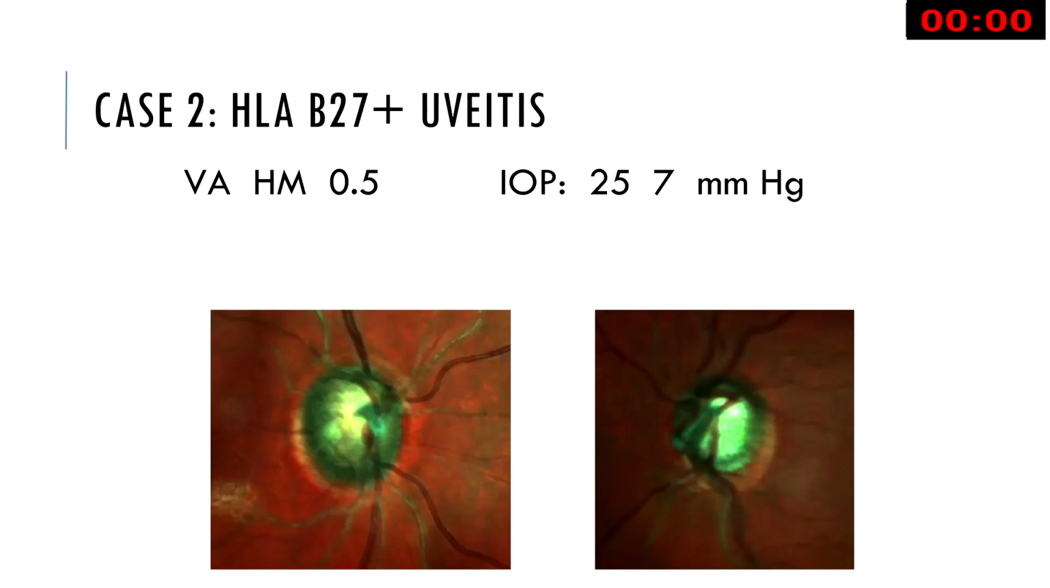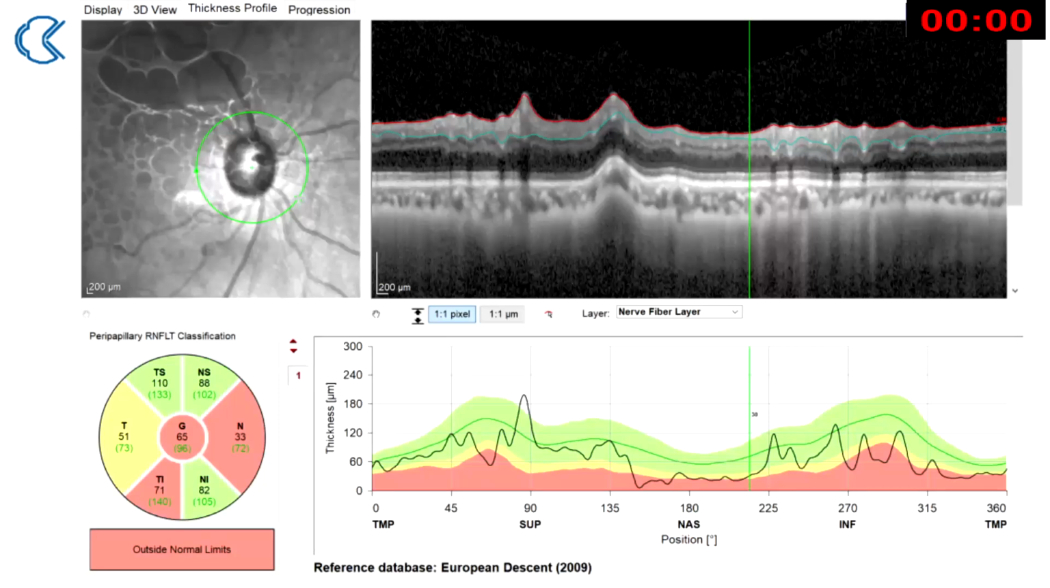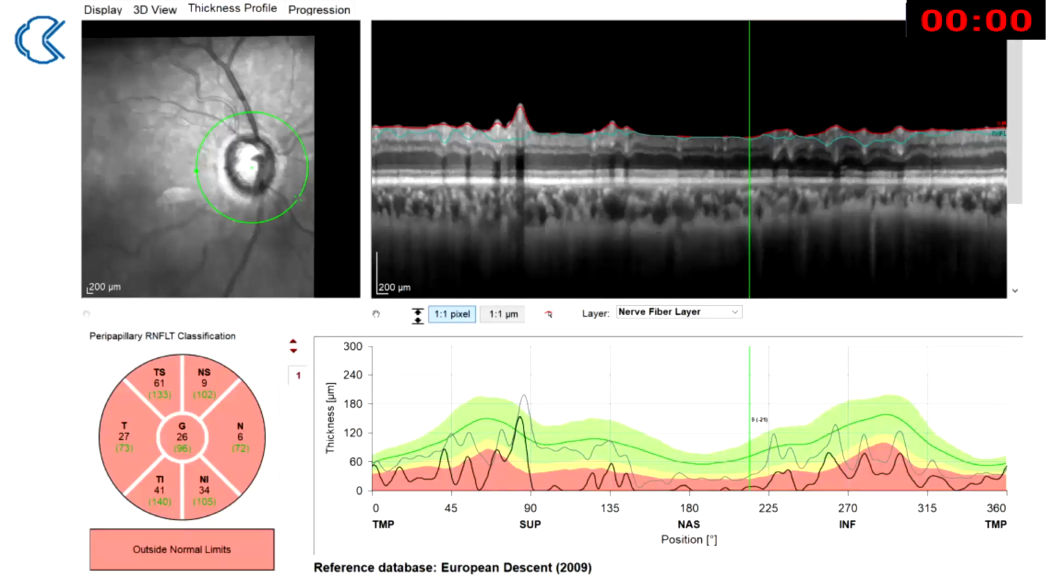When she came, she had hand motions in the right eye, 0.5 vision in the left, high IOP, and active uveitis in the right eye. We weren't able to get a visual field in the right eye. There was definitely a limitation also in the left. And if we look at the RNFL in this case, oddly enough for the right eye, there still seems to be a neurofiber layer. But once the uveitis is gone, all of a sudden we have nothing.